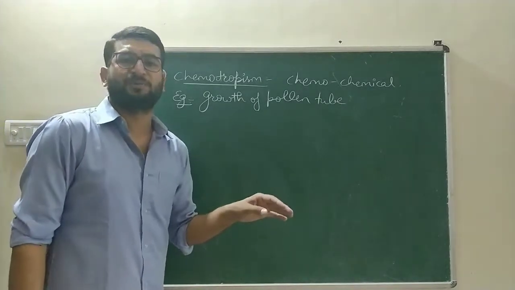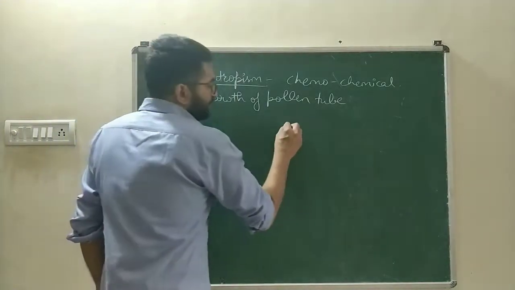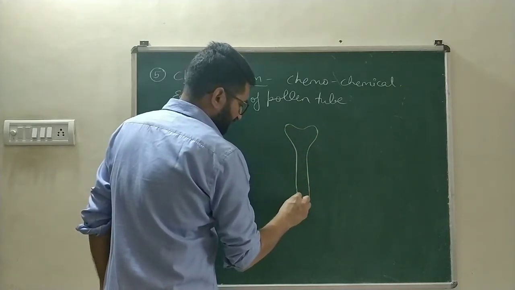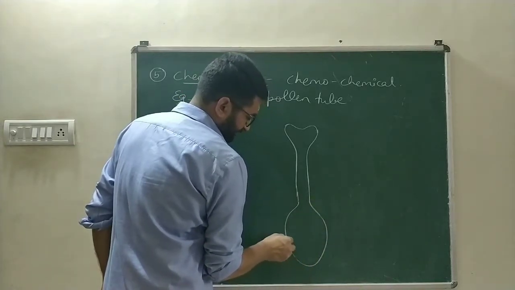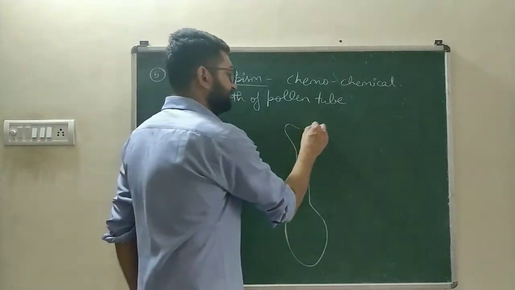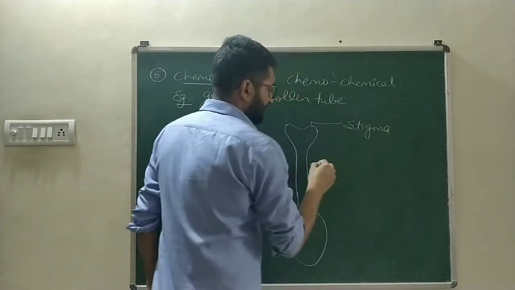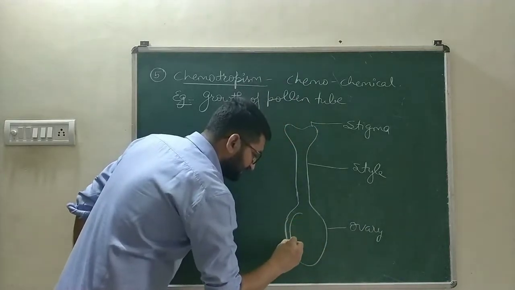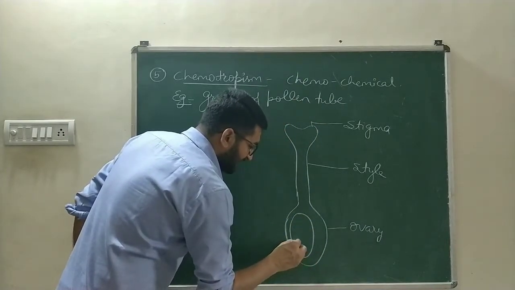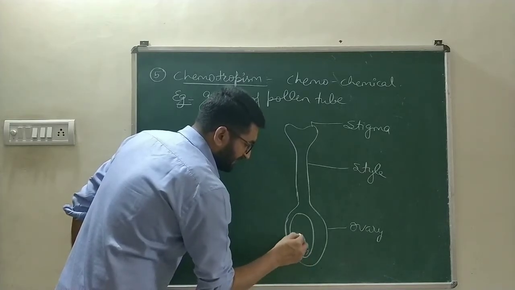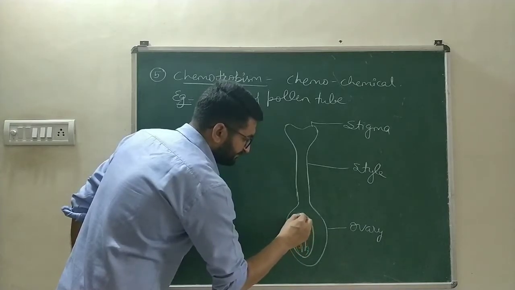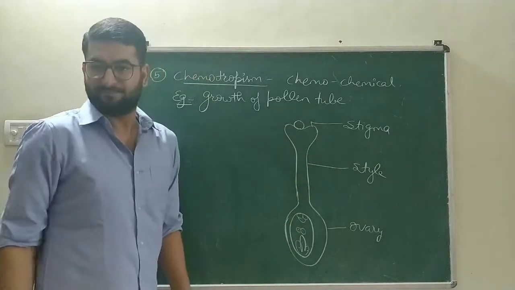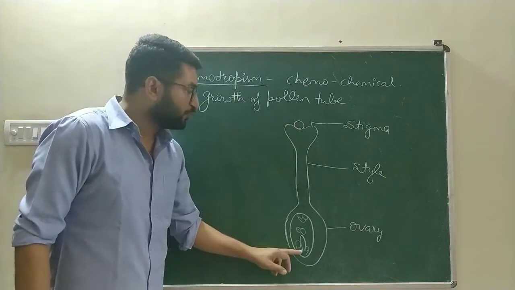In the same chapter, how do organisms reproduce, in the next chapter of biology, you'll study the structure of the female reproductive part, that is carpel. This part is stigma, this part is style, and this swollen part is ovary. Ovary has the embryo sac which has the egg in it. Egg means female gamete. When the pollen grain, the male gamete, falls over it, it contains male nuclei and the female nuclei is here.